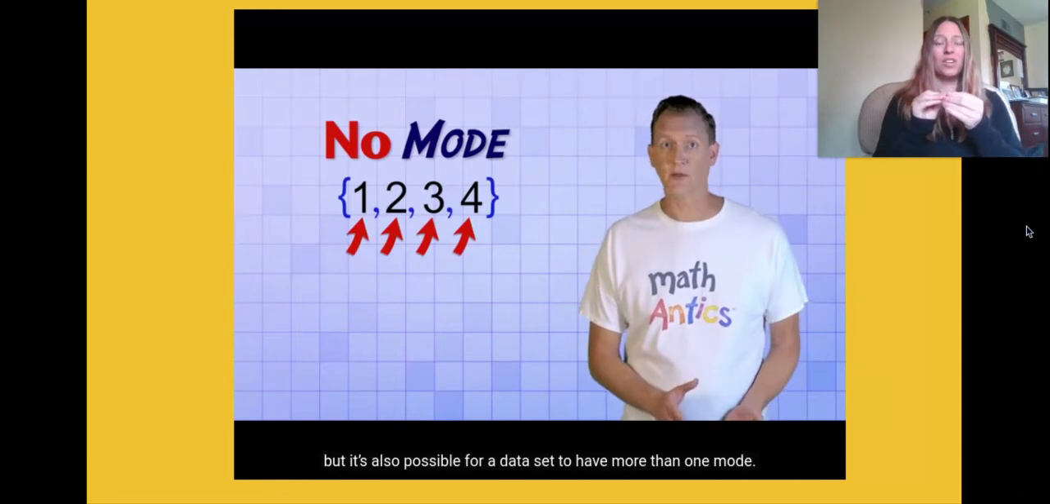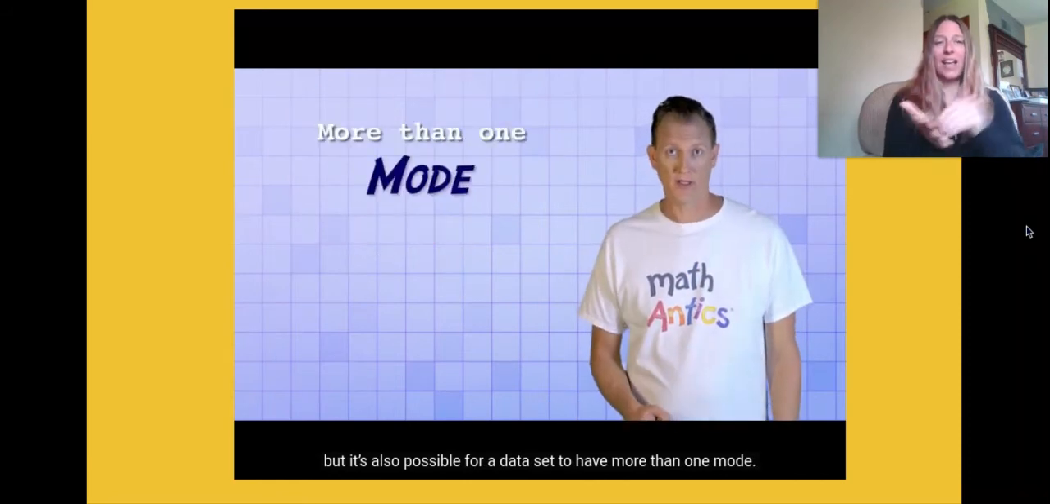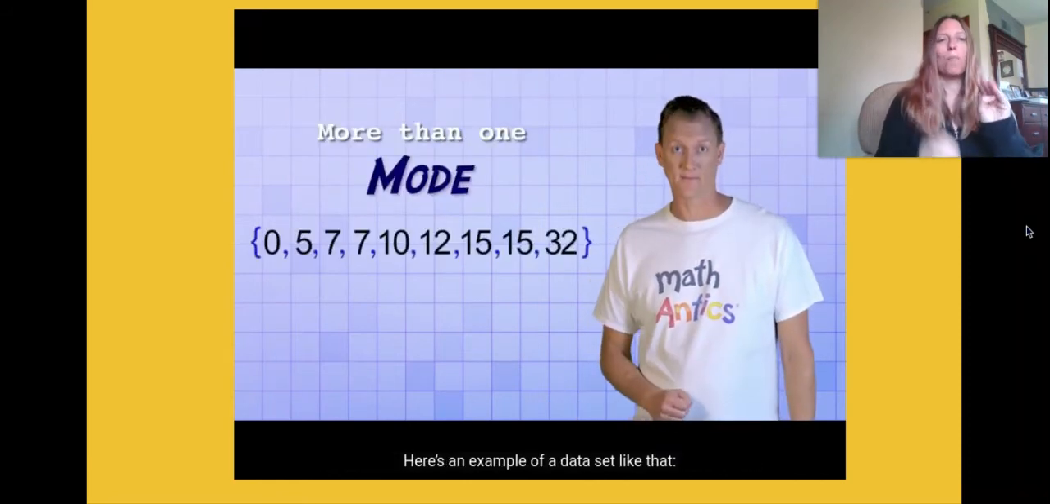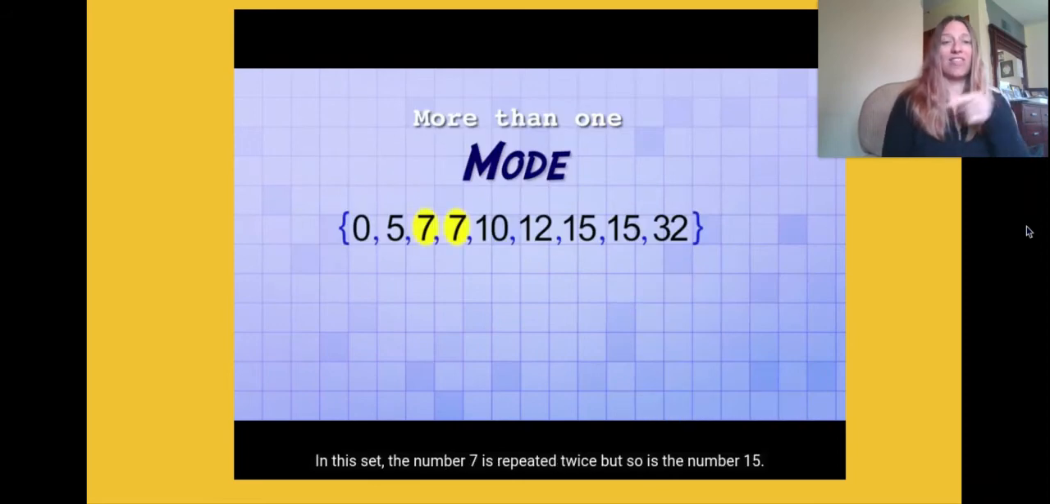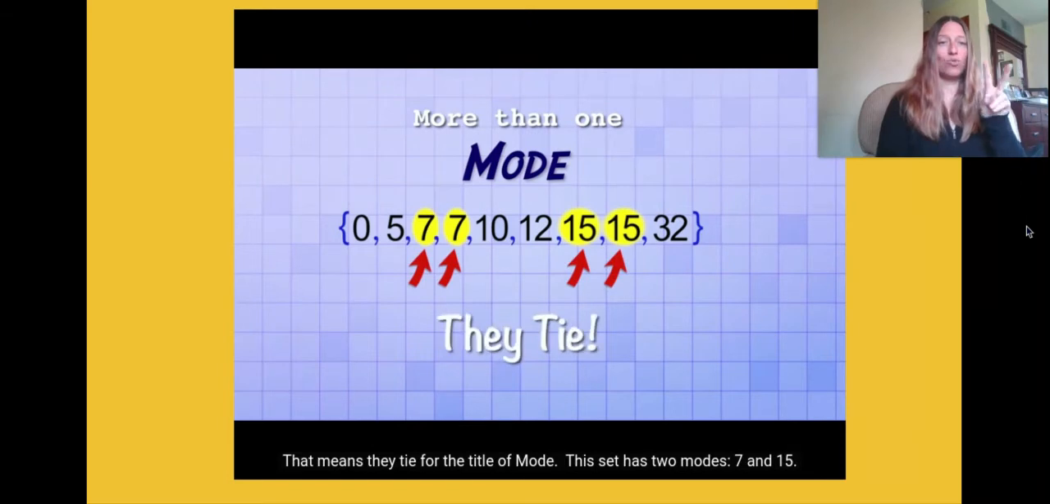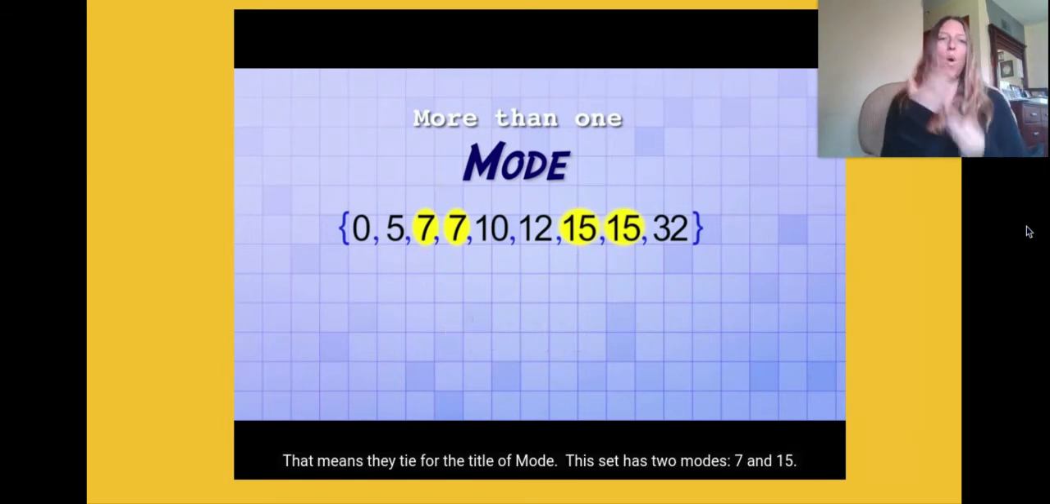But it's also possible for a data set to have more than one mode. Here's an example of a data set like that. In this set, the number 7 is repeated twice, but so is the number 15. That means they tie for the title of mode. This set has 2 modes, 7 and 15.